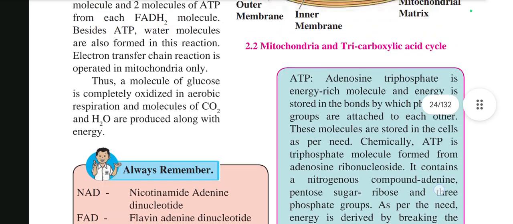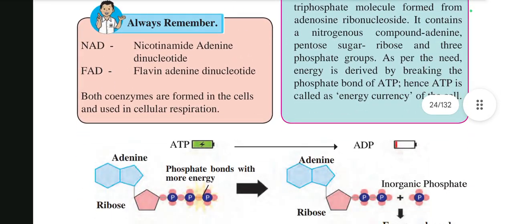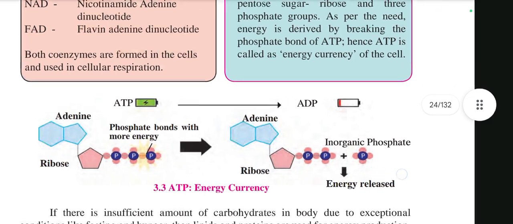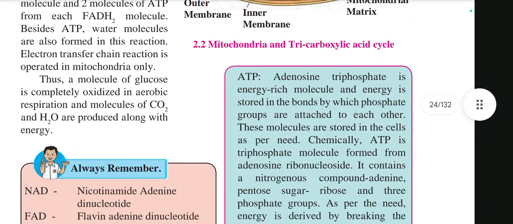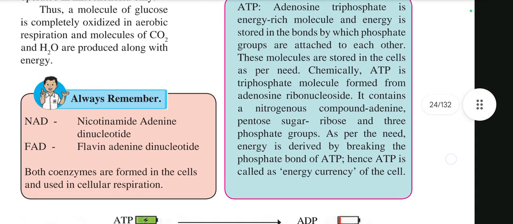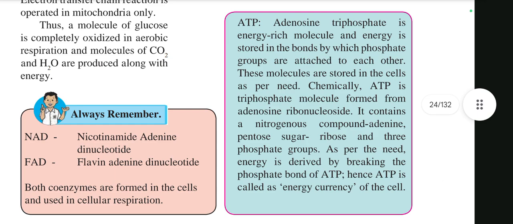We have seen NADH2 and FADH2, so that is mentioned here. Now ATP is nothing but the energy-rich currency, an energy-rich molecule, with energy stored in the bonds of the phosphate groups. In the exam they will ask the question, write a detailed note on ATP. At that time you have to write this blue box.